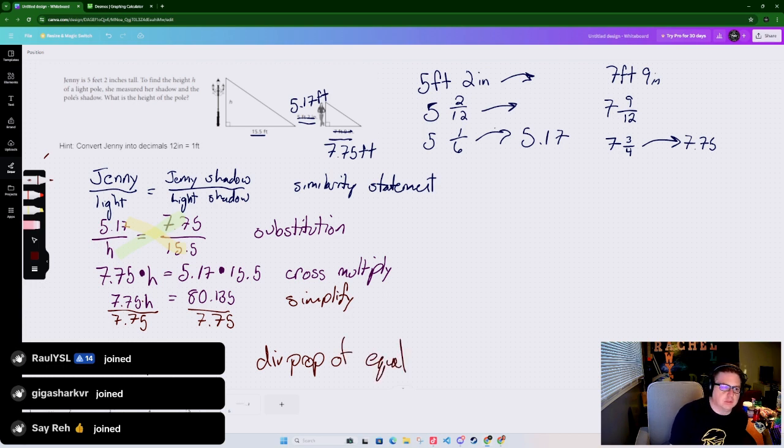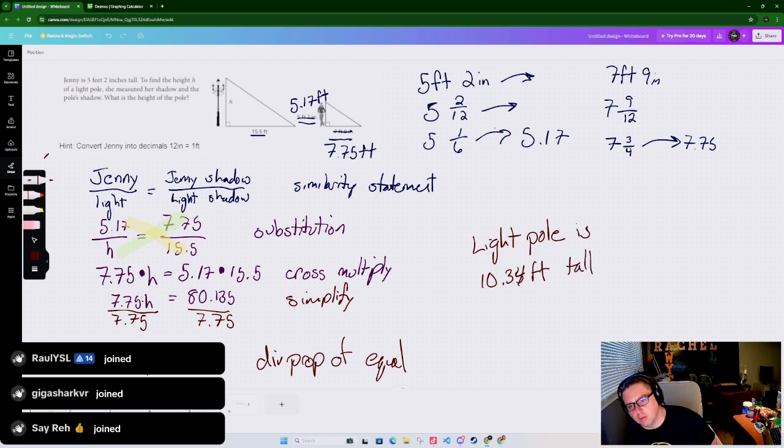And then because it's a story problem, we can now say the light pole is 10.34 feet tall. So just under 11 feet, just above 10 feet tall. So standard light, sounds about right.